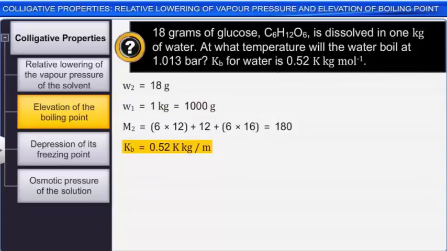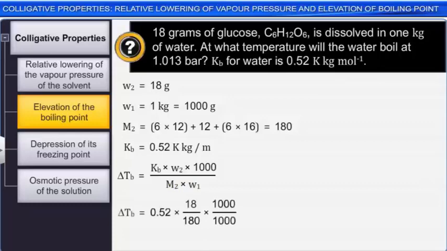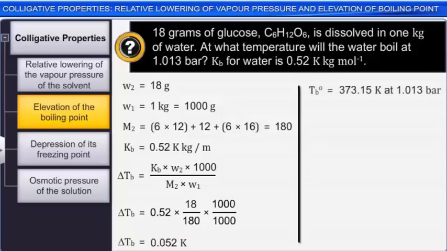As we have to find the boiling point of the solution, we need to find the elevation in the boiling point. Substituting the values in the expression for delta Tb is equal to Kb multiplied by W2 multiplied by 1000 divided by M2 multiplied by W1, and on solving, we get delta Tb is equal to 0.052 Kelvin. Since water boils at 373.15 Kelvin at 1.013 bar pressure, the boiling point of the solution, Tb, can be calculated as Tb is equal to Tb naught plus delta Tb, or 373.15 plus 0.052, which is equal to 373.202 Kelvin.